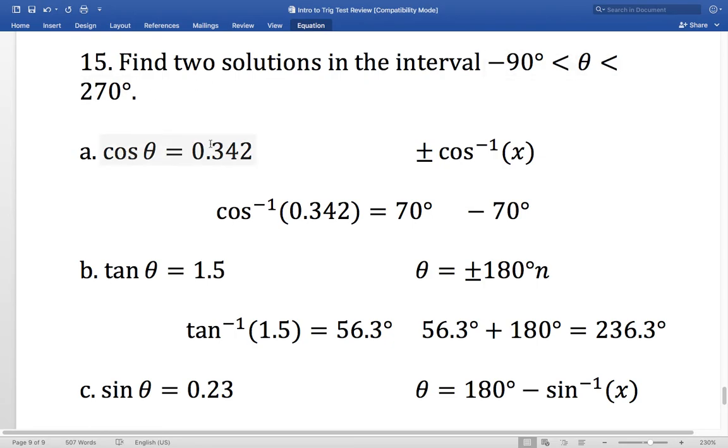Find two solutions in the interval between negative 90 degrees and 270 degrees. This time they give us a cosine problem, a tangent problem, and a sine problem. It's best if you remember, with your solutions, your calculator is only going to give you one, and you need to know the other possible solution. If you're dealing with cosine or secant, whatever your answer is from your calculator, it's just negative or positive.